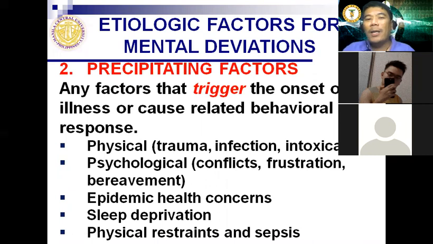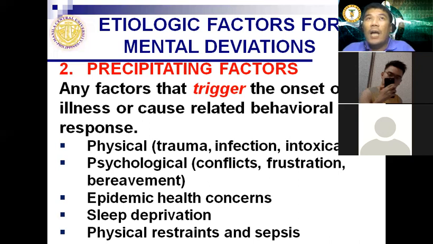So an example of this is physical trauma, infection, intoxication, which may trigger a certain disease. Trauma may trigger a behavioral response. Infection may trigger complications to the different systems. Intoxication, such as alcohol or any toxic agents that enter the body, may also trigger organ failure. So those are the ones considered as precipitating factors.